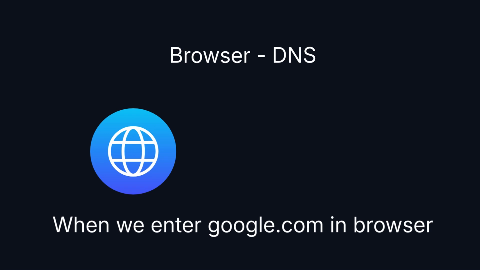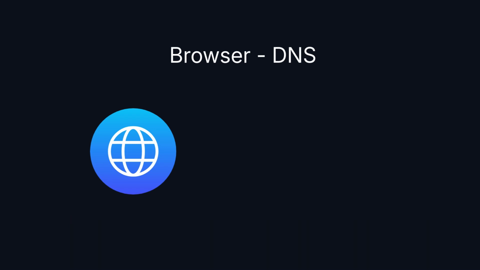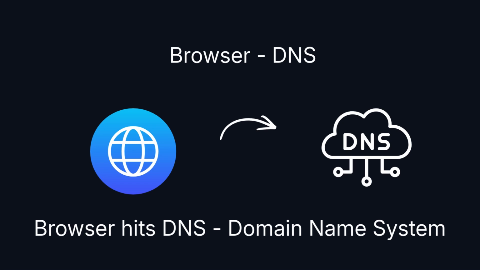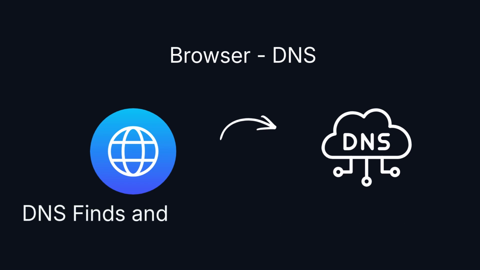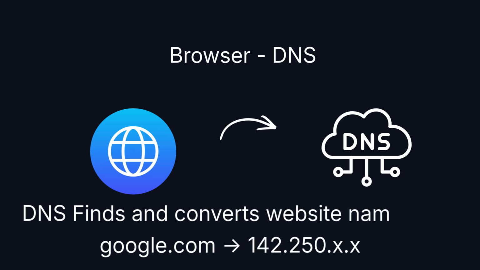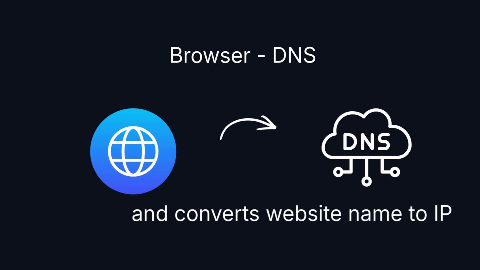When you type google.com, your browser doesn't actually know where Google is. Computers don't understand names, they understand numbers. So the browser uses something called DNS. DNS works like the internet's phonebook. It translates google.com into an IP address, the real location of a server.